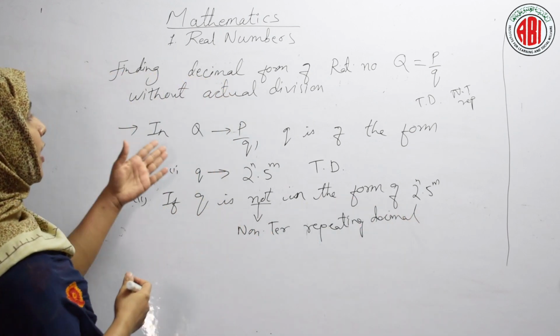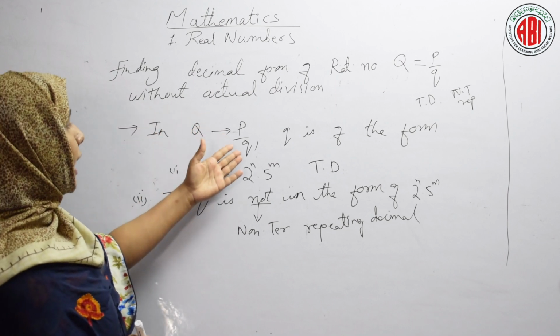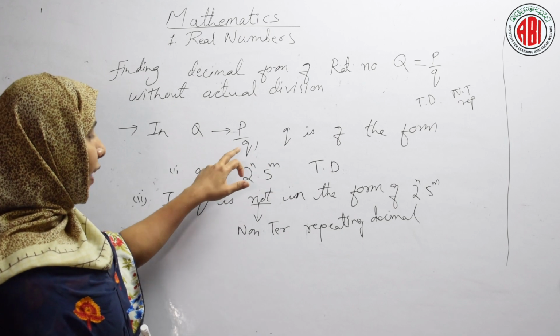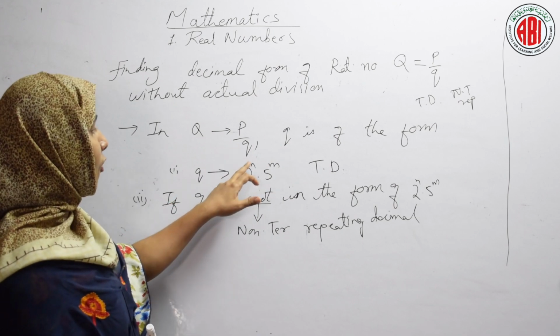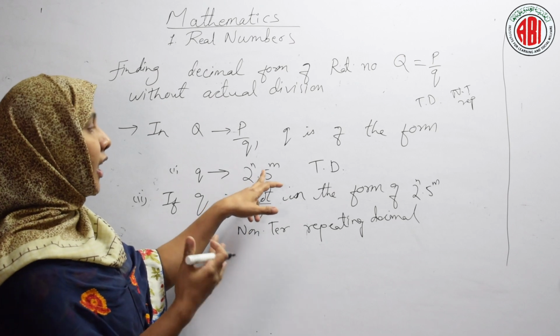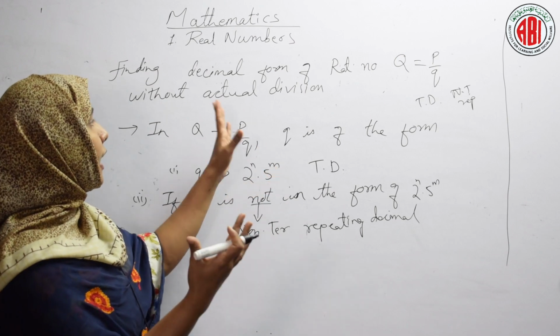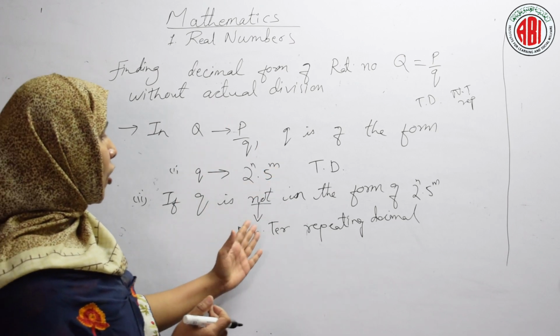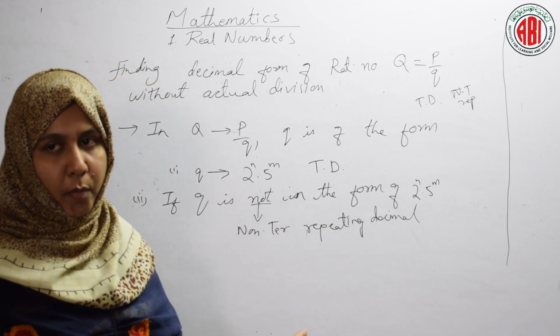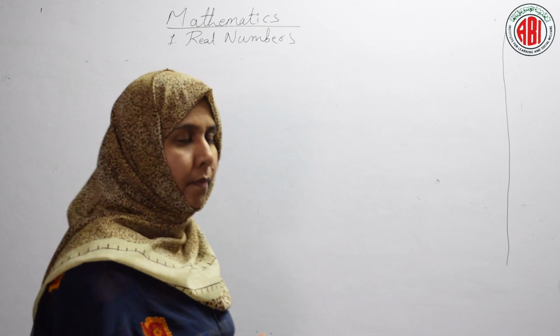So, without actual division, we can say that the rational number is a terminating decimal if the factors of q are in the form of 2 power n into 5 power m. If it is not in the form 2 power n into 5 power m, we can say that it is a non-terminating repeating decimal. Based on this, we will do some problems. Now, we have another problem.